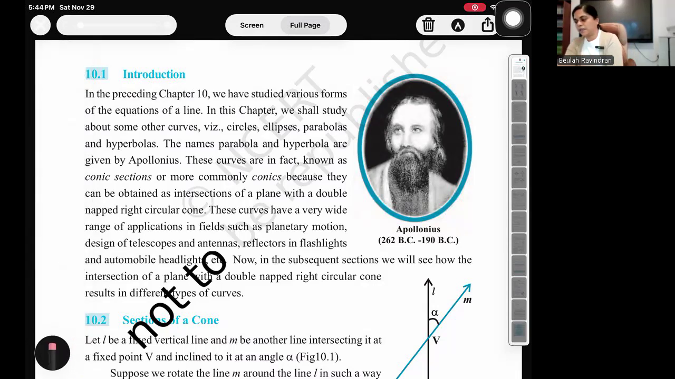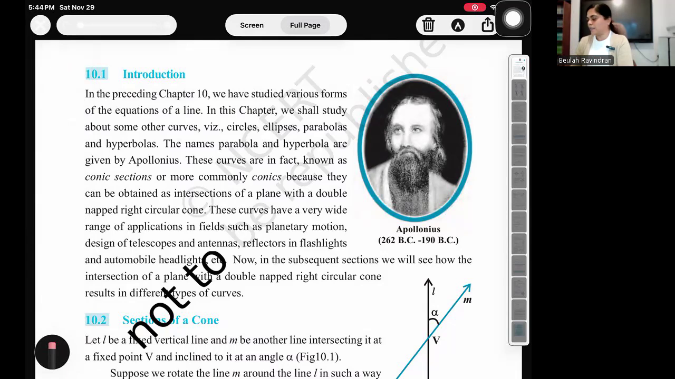So here it says the curves. You have come across straight lines in the last chapter. Now we are going to see curves. I'll teach you about circles, ellipses, parabolas, and hyperbolas. The names parabola and hyperbola were given by Apollonius.